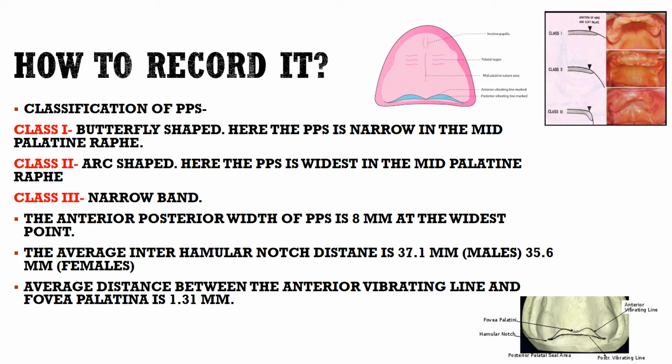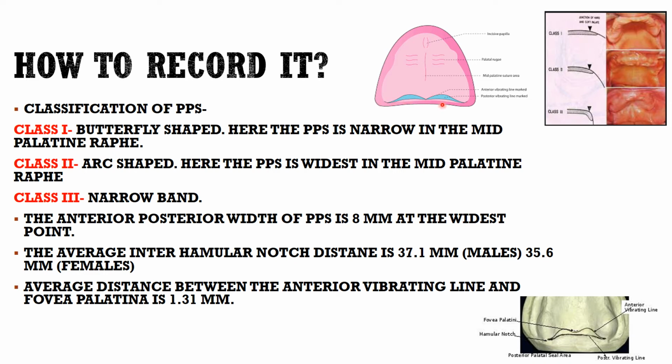Butterfly shape is basically the normal one that you see over here. So this is a butterfly shape. In the arc shape, the PPS is widest at the mid palatine raphe. Over here, this is your mid palatine raphe. It is widest at the mid palatine raphe, and you won't find a depression over here. Instead, it will be like this, an arc shape. And class 3 is a narrow band. That means it's a narrow, thin band.